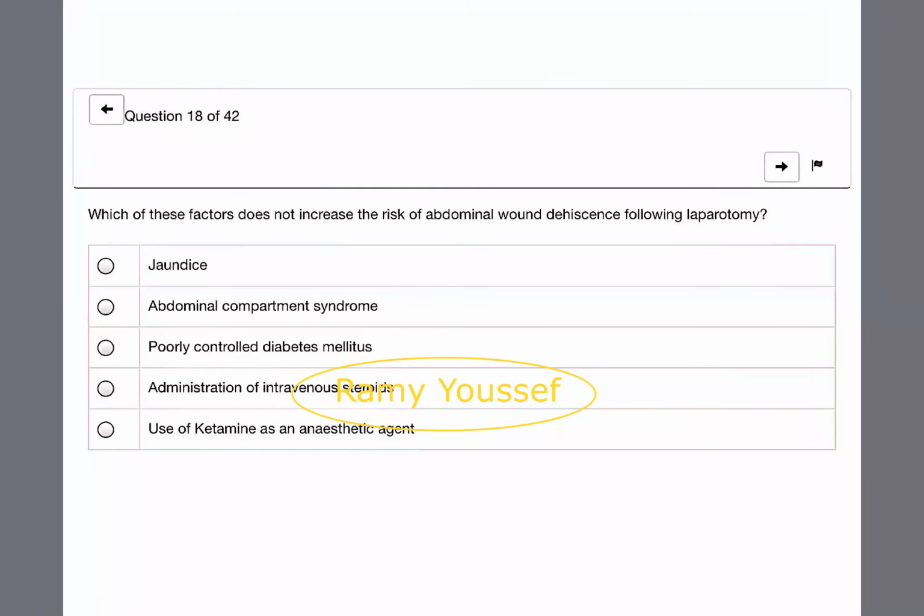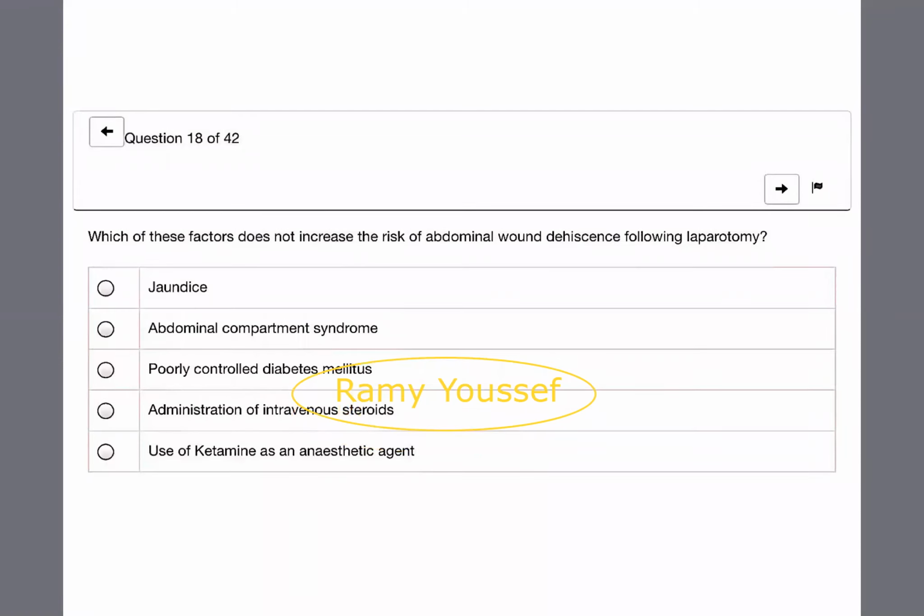Which of these factors does not increase the risk of abdominal wound dehiscence following laparotomy? Jaundice, abdominal compartment syndrome, poorly controlled diabetes mellitus, administration of intravenous steroid, use of ketamine as an anesthetic agent. I choose ketamine as not increasing the risk.